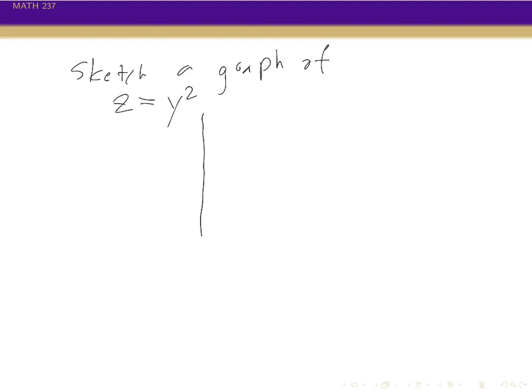So to close out this video, let's do one example of this. Let's sketch a graph of z equals y squared. Okay. And so the equation here is in terms of y and z. And so let's write our nice coordinate system. Y and z. X is coming straight out towards us.